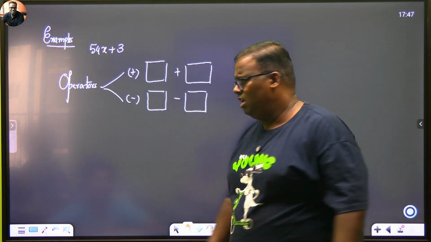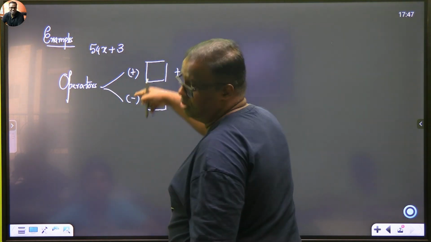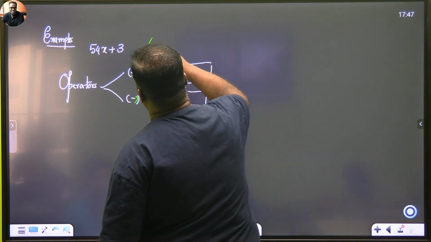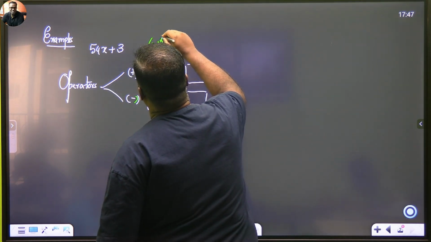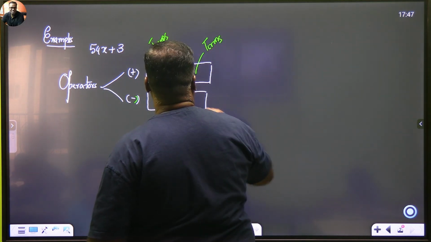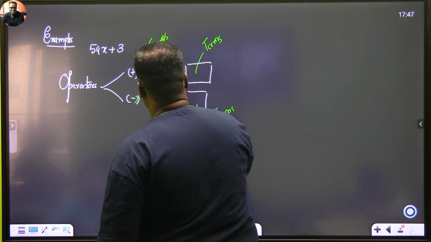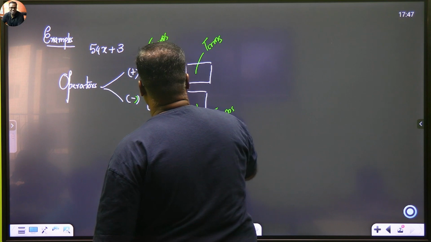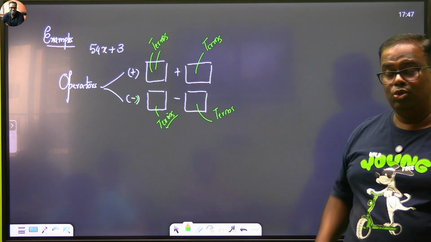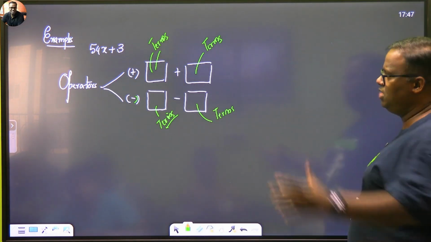Right. When such a thing happens, typically with the arrival of positive or negative, then such things are known as terms. Now look at the example that I gave, 54x plus 3. Do you see terms out here? Obviously. How many terms? 2 terms. Right. Let's see one more example.